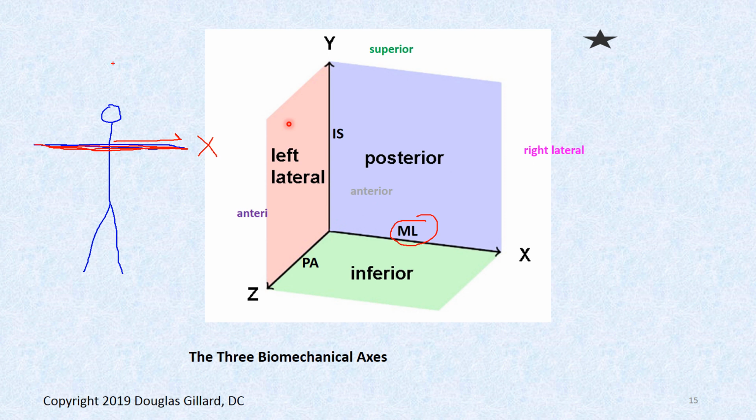How about if we draw a line going like this, up and down, like your spine? Which axis is that? Well, this is inferior to superior, right? So that's the Y-axis. Now this one's hard to draw from this angle, but it would be coming straight out of the plane of the page at us. I can't draw three-dimensionally, but that would be the Z-axis, because it's going posterior to anterior. Got it? All right.